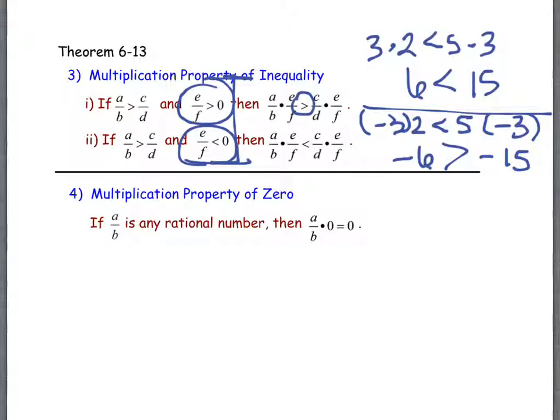The last one's a great property. It simply says what? Anything times 0 is 0, and this is the 0 property of multiplication. That's all it is. Okay, anything times 0 is 0.